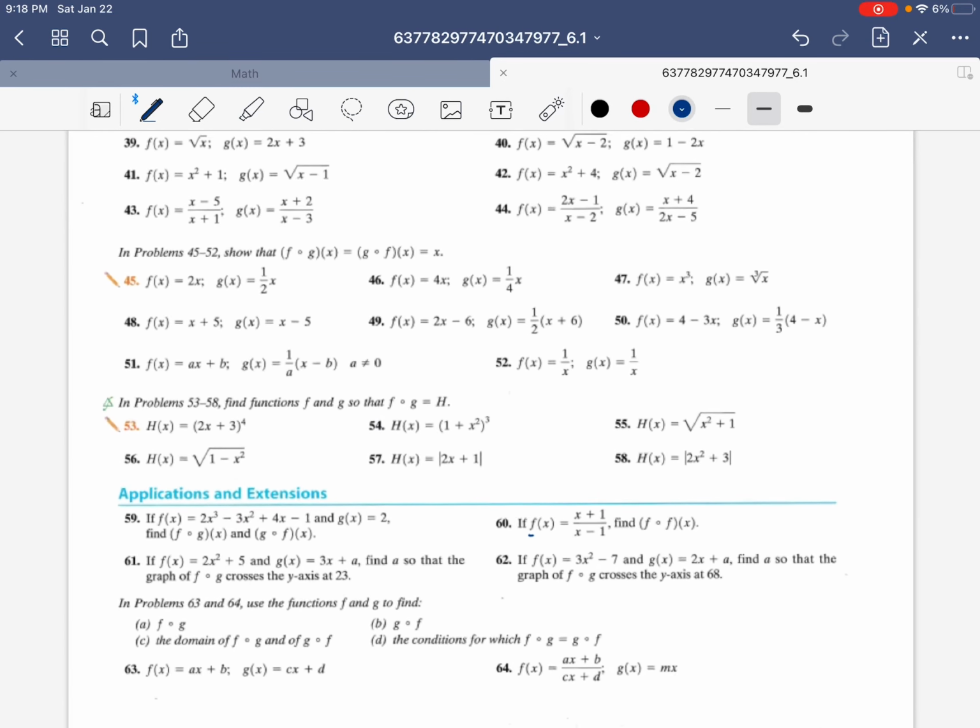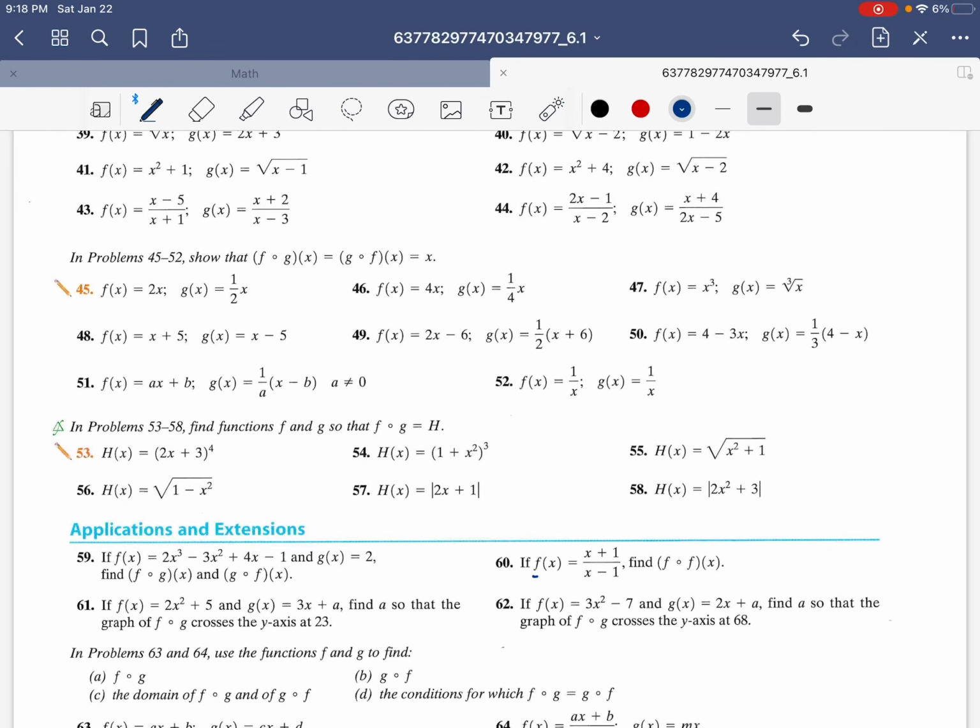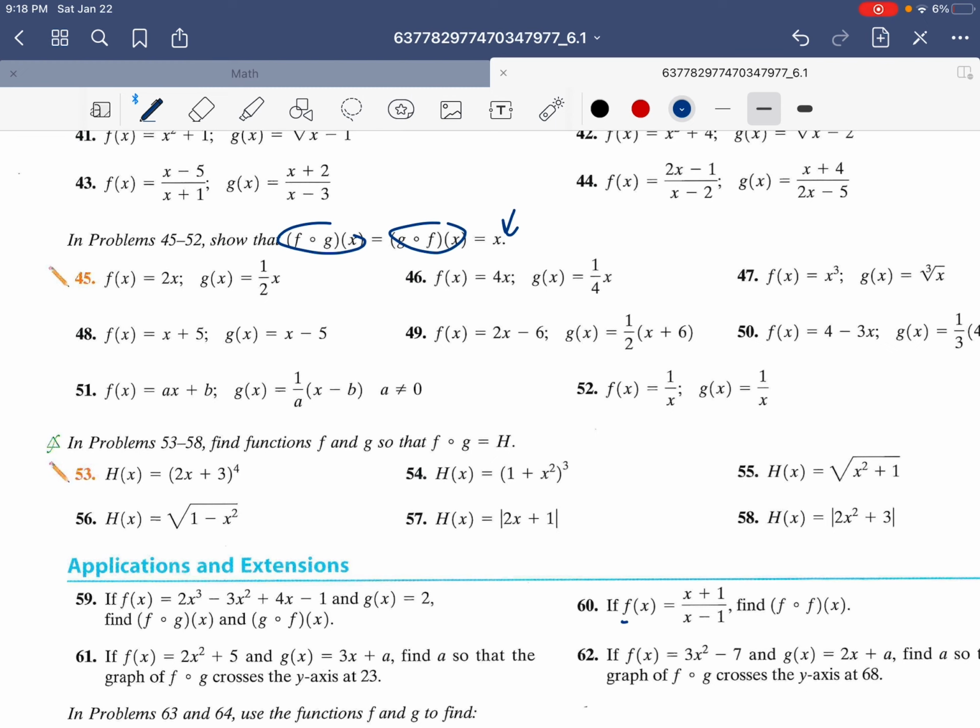So now let's do this section. So we need to show that this is equal to this, which is equal to x. Which means it would basically kind of simplify to 1. So let's do 45. So we're going to do f of g, right? So f of g. Okay, let me write it like this. f of g, which is also f of g of x.